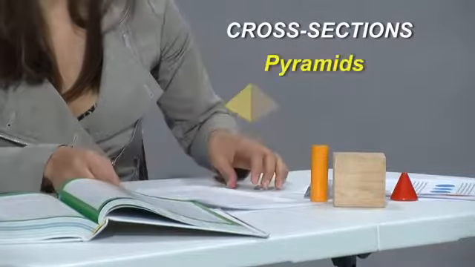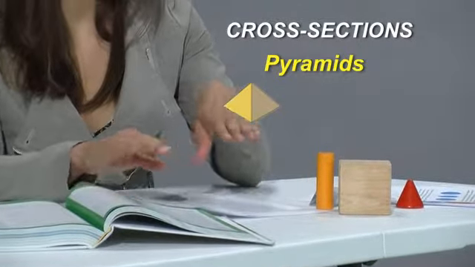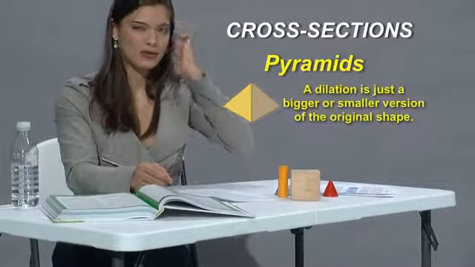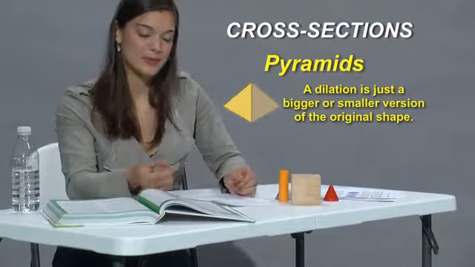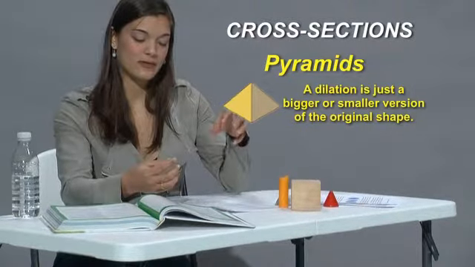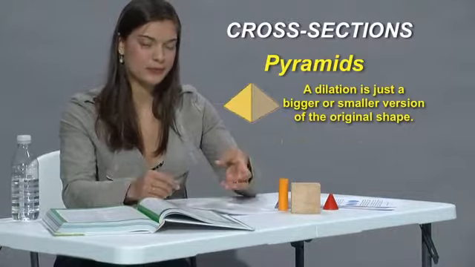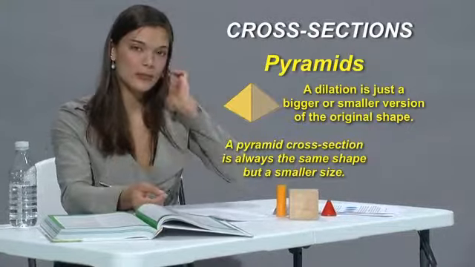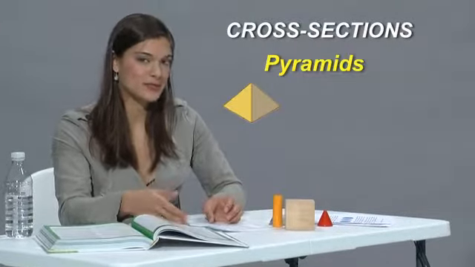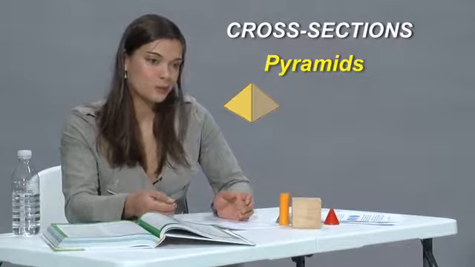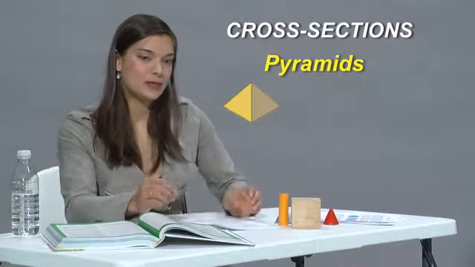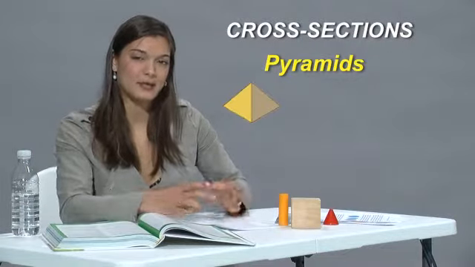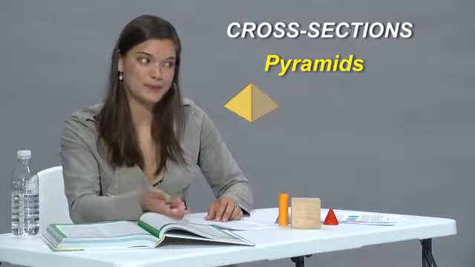And a pyramid, when we make a cross-section of a pyramid, it's going to be the same shape as the base, but not the same size. And we can remember that that's called dilation, because when we make something smaller or bigger than the first image, it's called a dilation. So a pyramid cross-section is always the same shape, but a smaller size. And the same rule that goes for prisms goes for pyramids. So when we make a slice of a pyramid, it could be a lot of different types of shapes, but remember, the most number of sides it could have would be the number of faces.